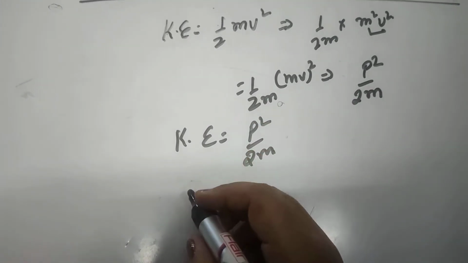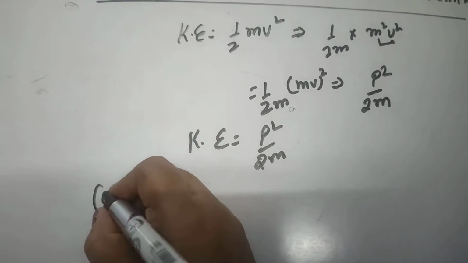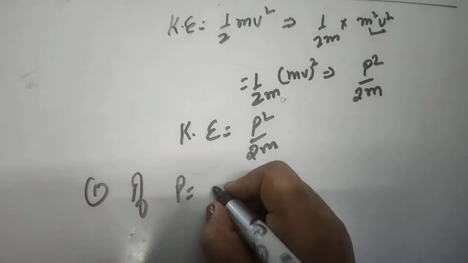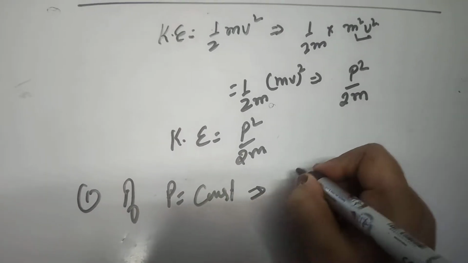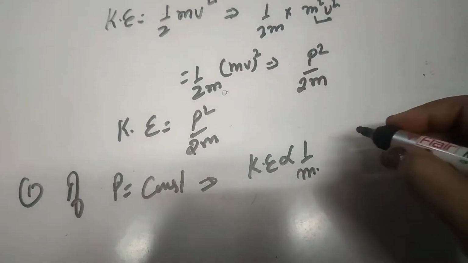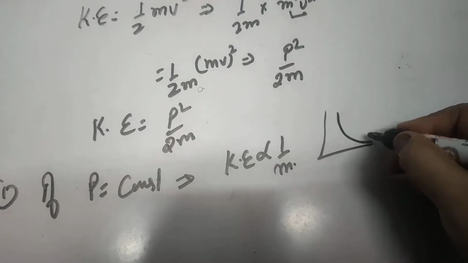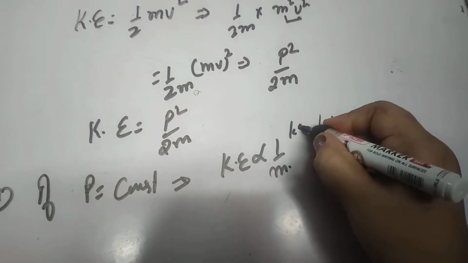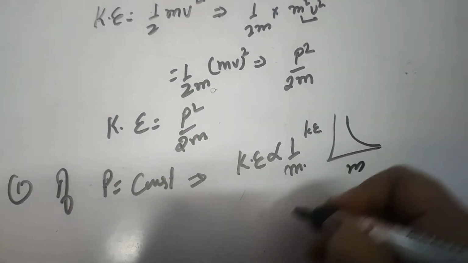So clearly, if p is constant, then kinetic energy is inversely proportional to mass. Okay, so the graph will be a decreasing curve. So this is kinetic energy and this is mass.